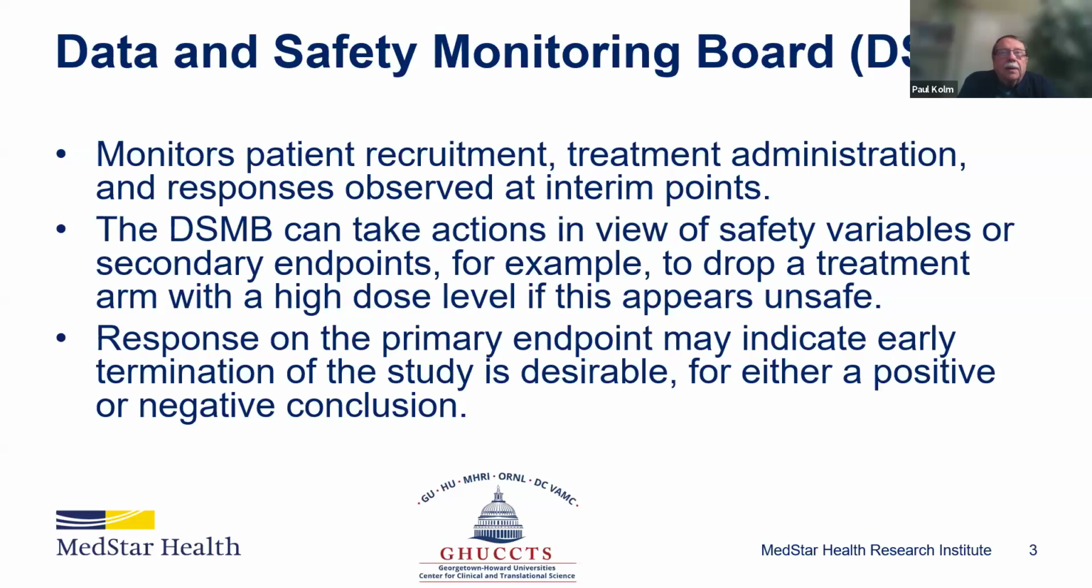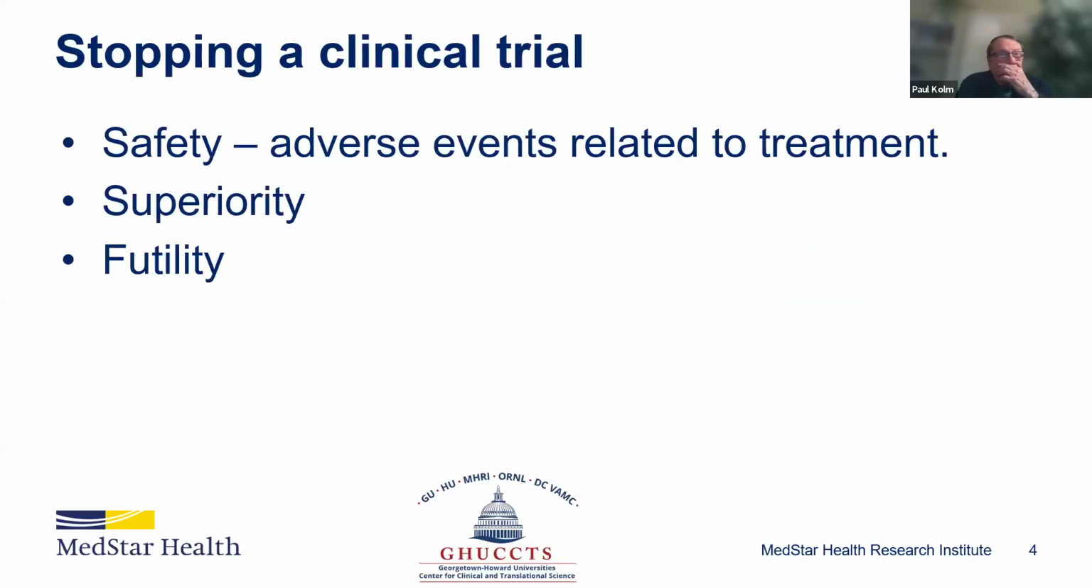or possibly if there's a situation where one of the treatment arms appears to be unsafe. That arm can be dropped from the study before the end of the study. But also the response on the primary endpoint may indicate that early termination of the study is desirable. And this can be either for a positive or a negative conclusion. And that's what we'll look at in the coming slides.